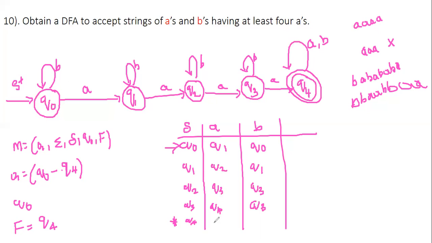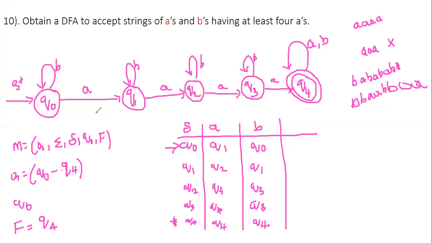Then what about Q4? Both A and B are having a self loop. So it will be Q4 itself. So this is the transition diagram, the transition table, and the machine representation for this particular question.